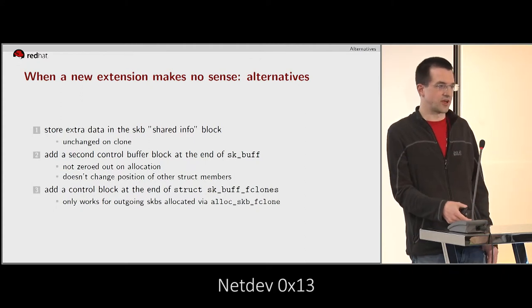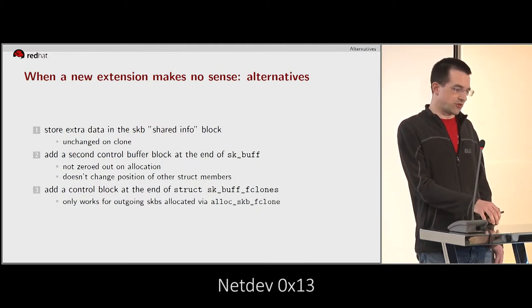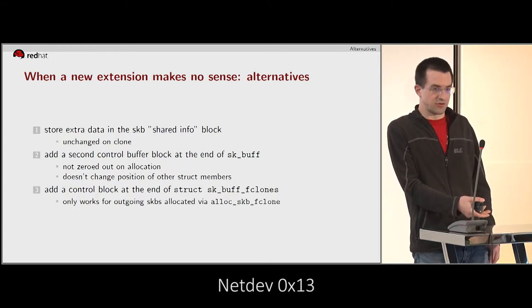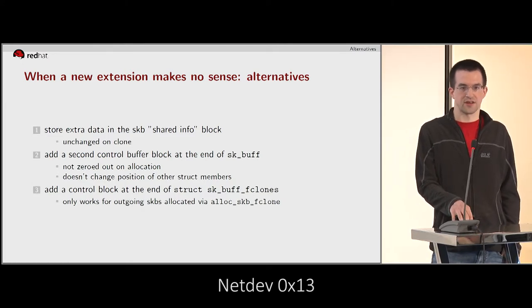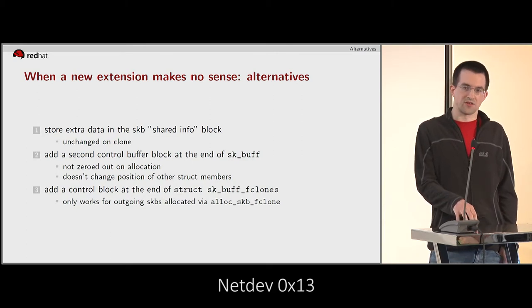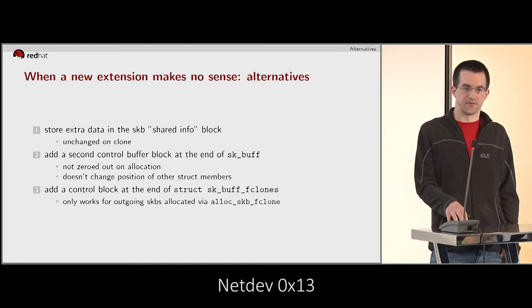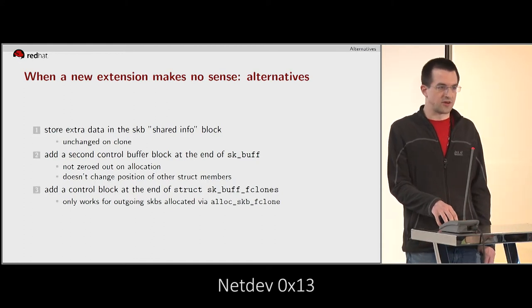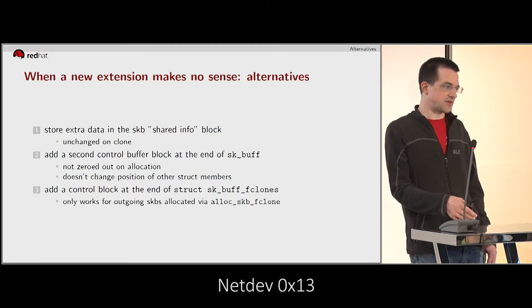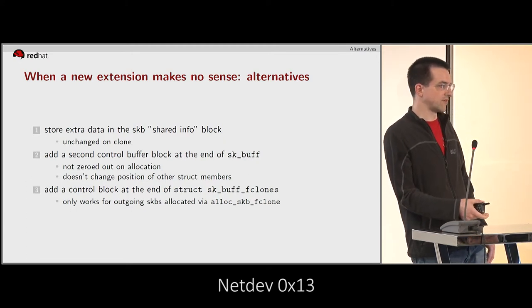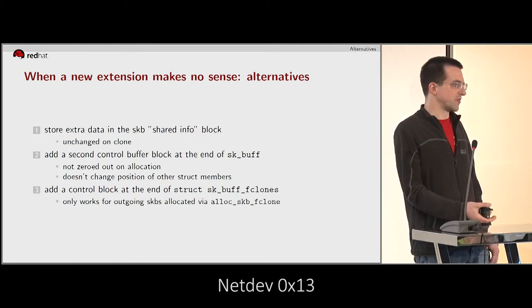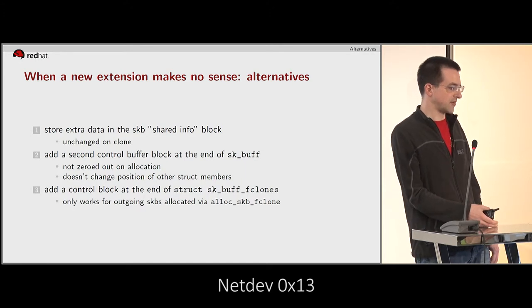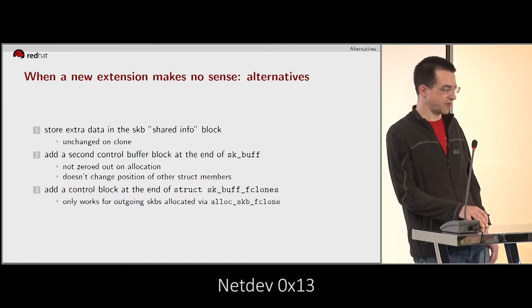Another idea was whether we should use the control buffer, because it was designed for protocol specific data. But we can't increase it and we have large data, so why not add a second control buffer at the end of the sk_buff? That increases the structure size, but it would not be initialized by default. That is another possibility. The only downside is the structure size increase, but if you have a good use case that requires more data in the control buffer, then that could be a possible solution to propose upstream: to add a second control buffer at the end that is never initialized by default.